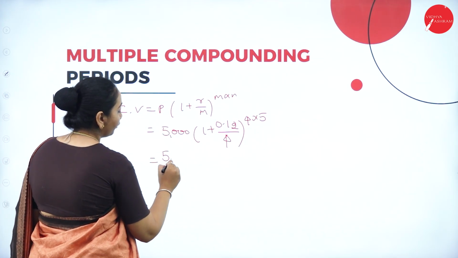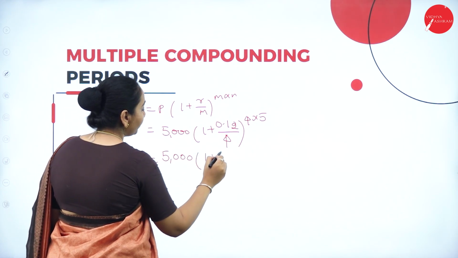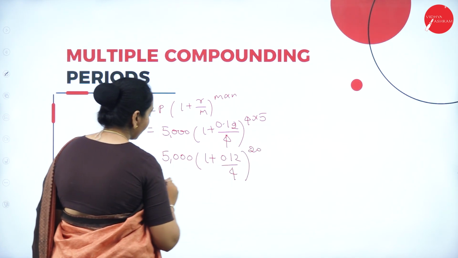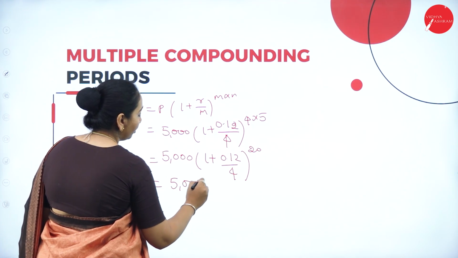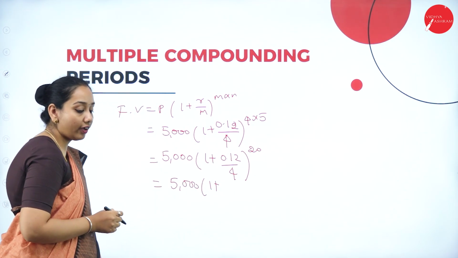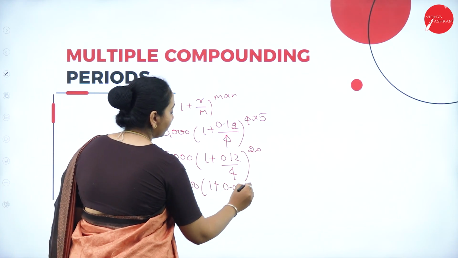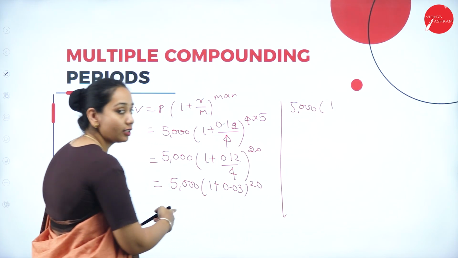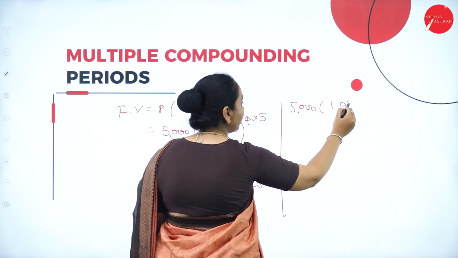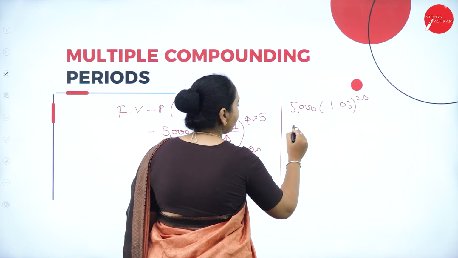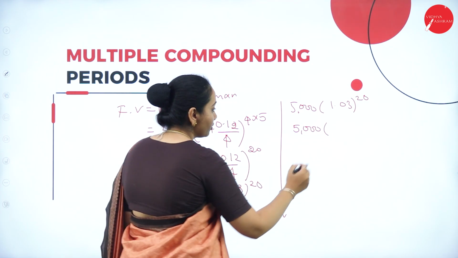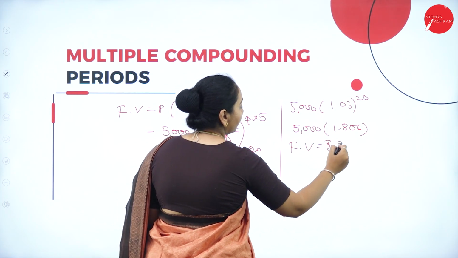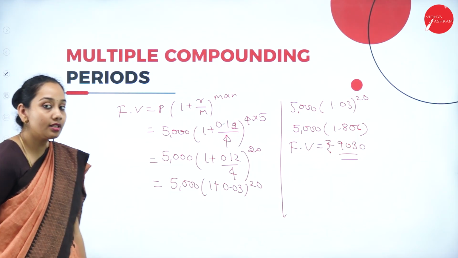So that equals 5,000 into 1 plus 0.12 divided by 4 whole to the power of 20. So 5,000 into 1 plus 0.03, we'll get 1.03 whole to the power of 20. So 5,000 into 1.806. Future value of 9,030 rupees. So this is the future value.